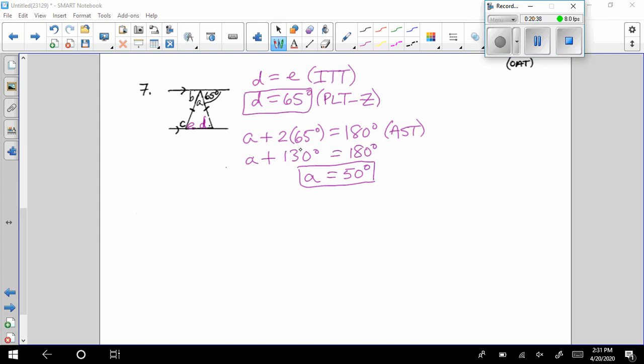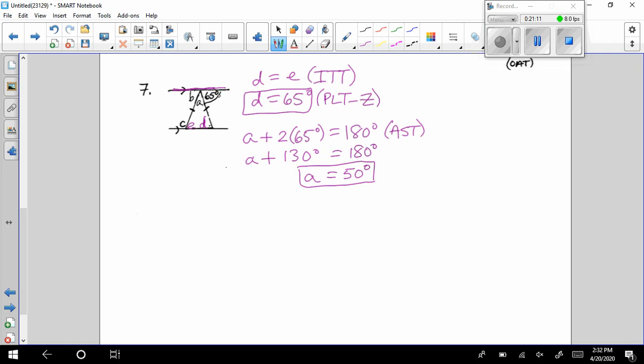So angle A plus 2 times 65 degrees. This takes care of both angle D and angle E, both being 65. That's equal to 180 degrees because of angle sum triangle theorem, AST. Well, 2 times 65 is 130. And if I subtract 130 from each side of the equation, I get an A value of 50 degrees. So I know that that top angle in the isosceles triangle is 50 degrees now.